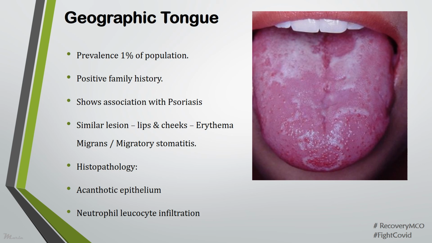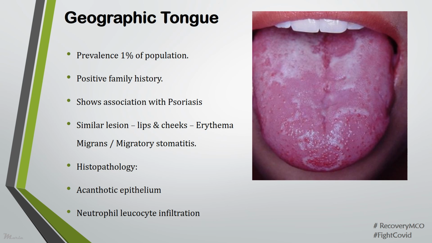The prevalence of geographic tongue is about 1% of the population. Such patients will generally have a positive family history. That means someone in the family would also be showing such lesions. Geographic tongue is commonly associated with patients who are suffering from psoriasis, that is an exfoliative disorder of the skin.